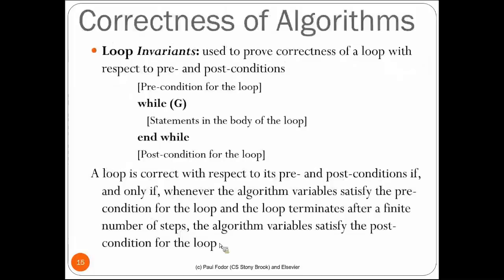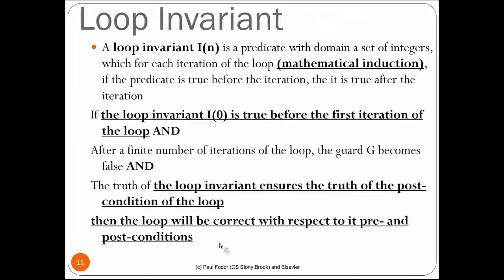Now, the correctness of the loop, as we defined it before, must satisfy the conditions before the loop it enters. So the invariant I of 0 should be true before the first iteration through the loop. After a finite number of iterations through the loop, the guard G must become false, so the program terminates. The truth of the loop invariant assures that the post condition of the loop is also true. And then the loop will be correct with respect to the precondition and post condition.